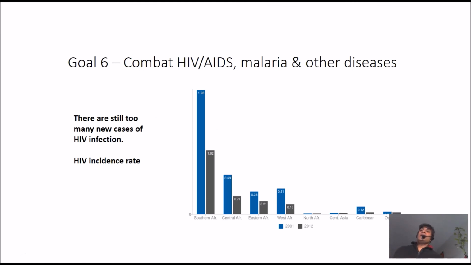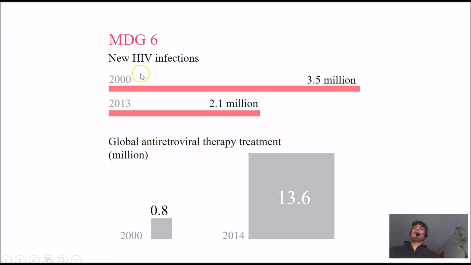Goal 6, combat HIV, malaria, and other diseases. So this graph shows us the HIV incidence rate around the world. Now, if you don't know, most HIV/AIDS cases are in Sub-Saharan Africa. And we've seen that's dropped, well, according to this graph, dramatically, right, in that time period. So we're doing something right. And again, same data shown globally. New HIV infections went from 3.5 million down to 2.1 million. So we're making progress on that front.